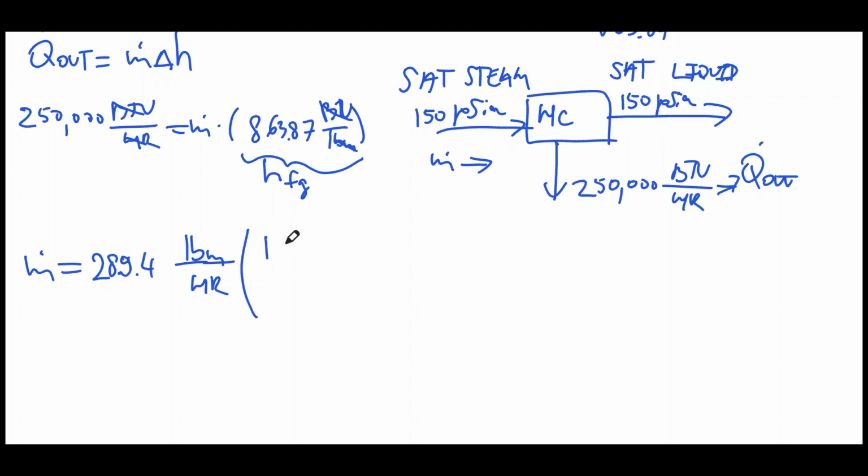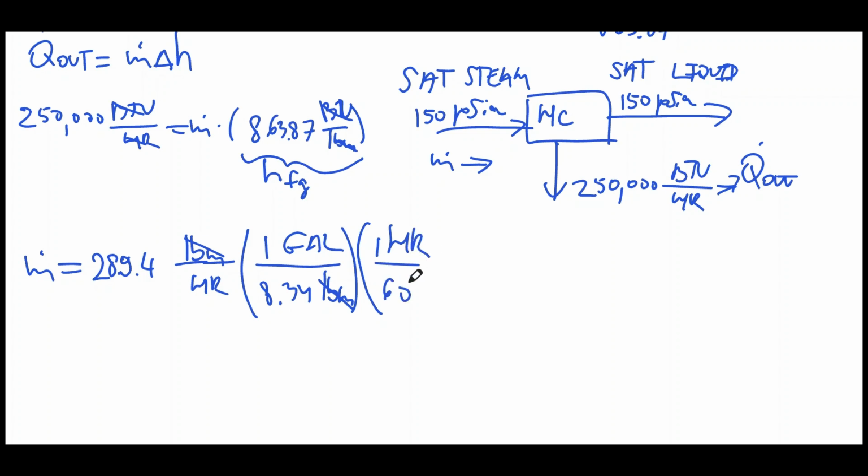Now we do our conversion. So we convert this to gallons. 1 gallon is equal to 8.34 pounds. You can find this in section 1 units. Just go to the beginning of the PDF file and you'll be able to find this. So LBM is going to cancel, and we're going to get gallons per hour. 1 hour has 60 minutes, so this is going to cancel out. And we're going to get 0.58 gallons per minute.